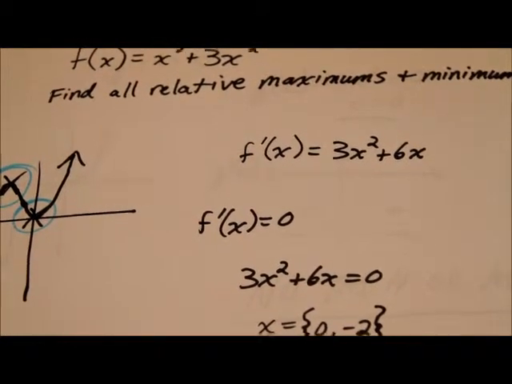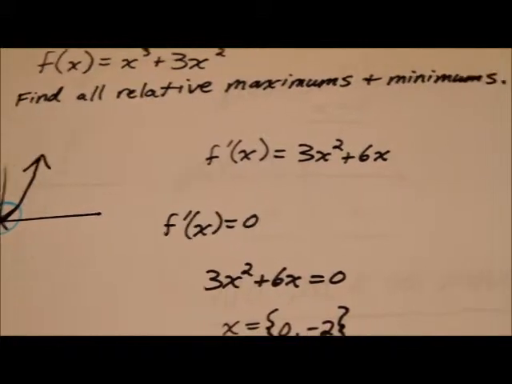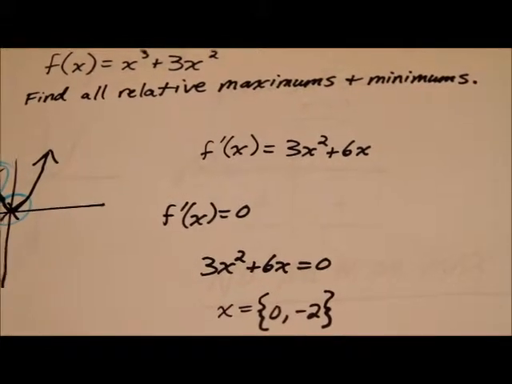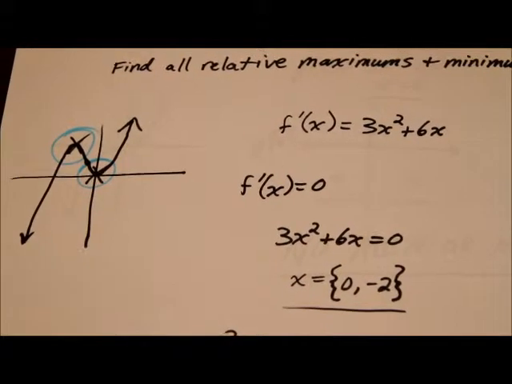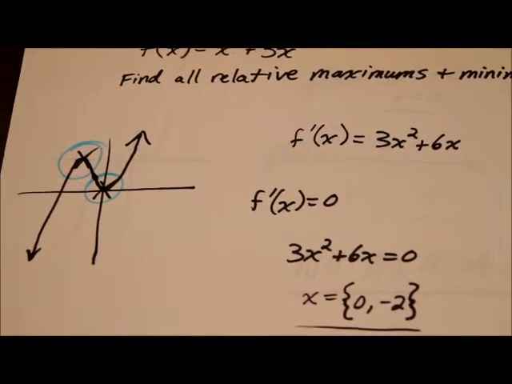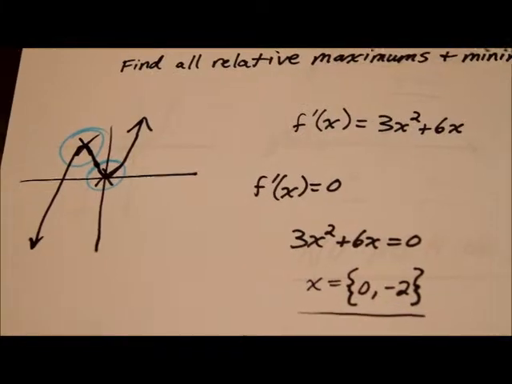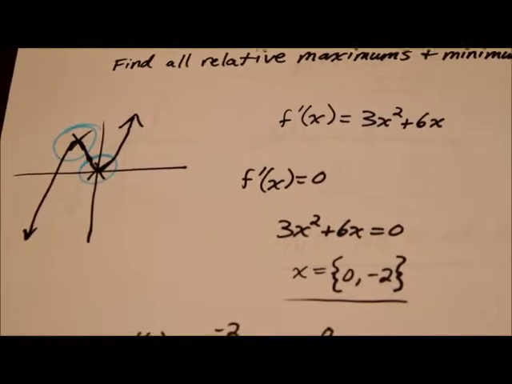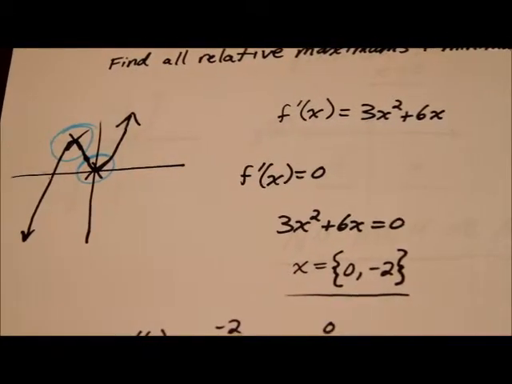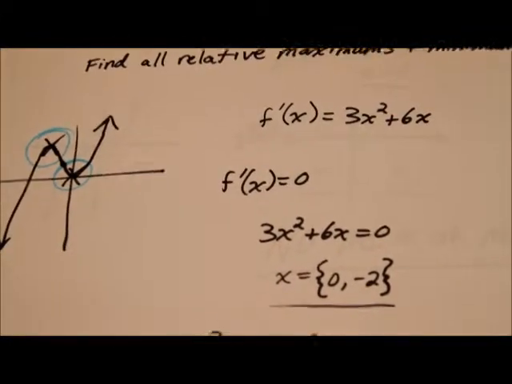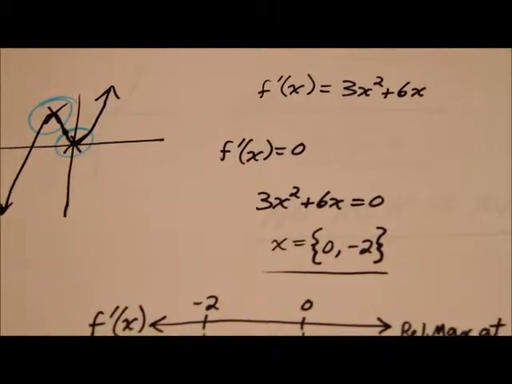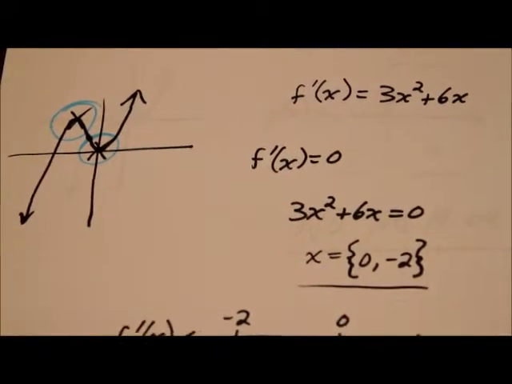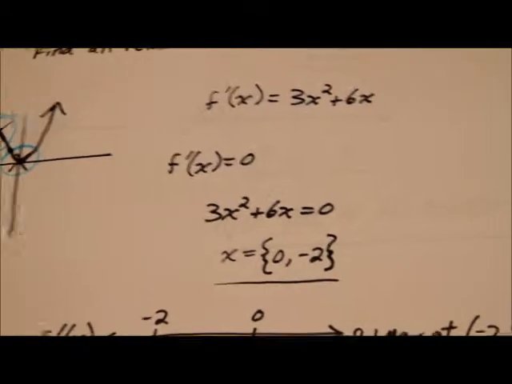f of x is x cubed plus 3x squared, and we have to find all relative minimums and maximums. So I've graphed it for you over on the left here, and I've circled the maximums and minimums in blue and marked them with little x's so it's really easy to notice. So we can see that there's one maximum, one minimum. The minimum is clearly at the origin, and the maximum is around where x equals -2. But I'll show you how we can prove that using calculus as opposed to graphically.